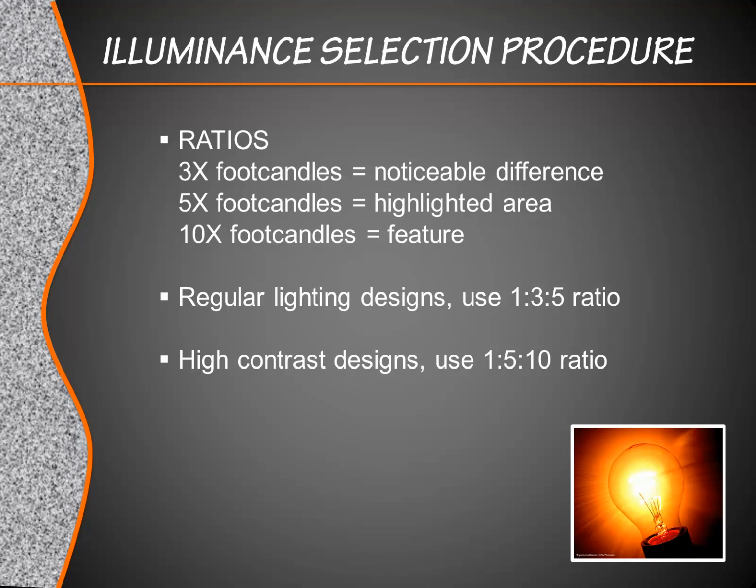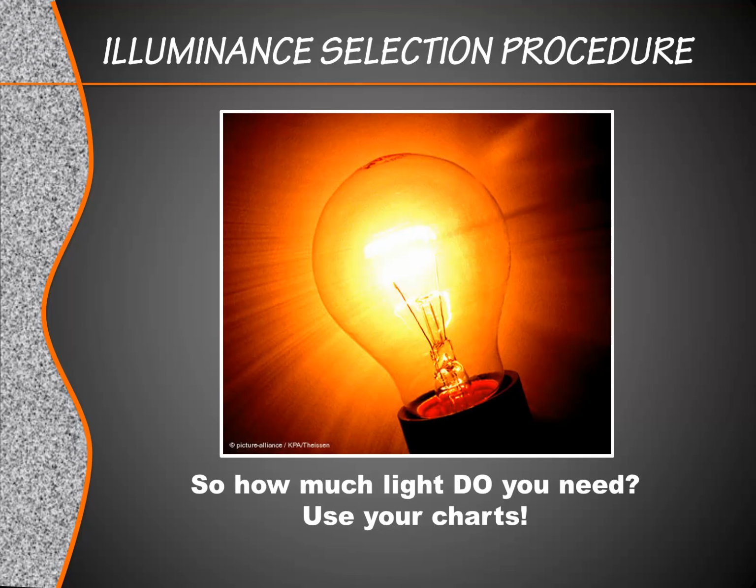When applying these ratios to your design, always start with your lowest values, usually the circulation zone. If you're trying to design a space with more contrast, you should look at these values here with a 1 to 5 to 10 ratio to create more drama. Using the information in this presentation, go ahead and complete the tutorial and do some of the practice problems to help you assess your understanding. Once you know how much light you'll need, it becomes easier to select sources and luminaires that will help you achieve the desired results. Good luck!